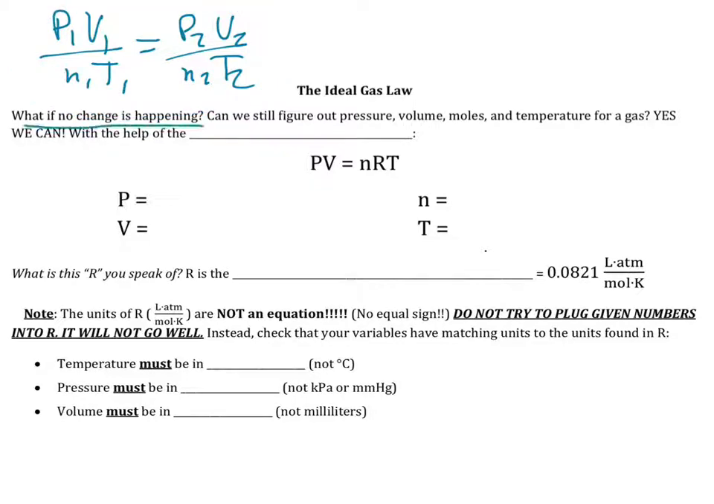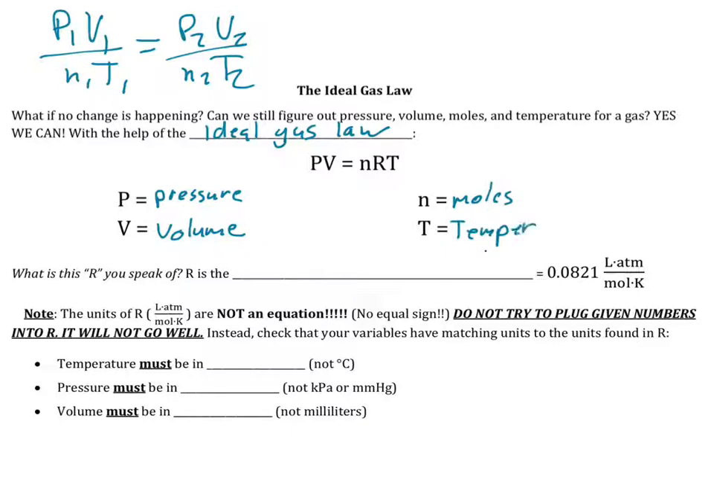But what if no change is happening? Well, we can actually still figure out pressure, volume, moles, and temperature using the ideal gas law. And the ideal gas law is this equation right here, which is PV equals nRT. P is pressure, V is volume, n is moles, and T is temperature, just like in the combined gas law.